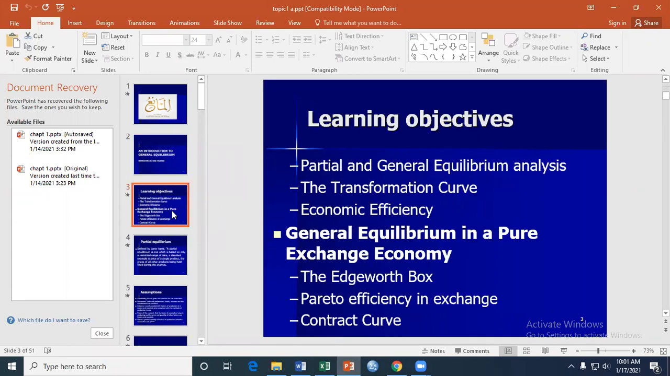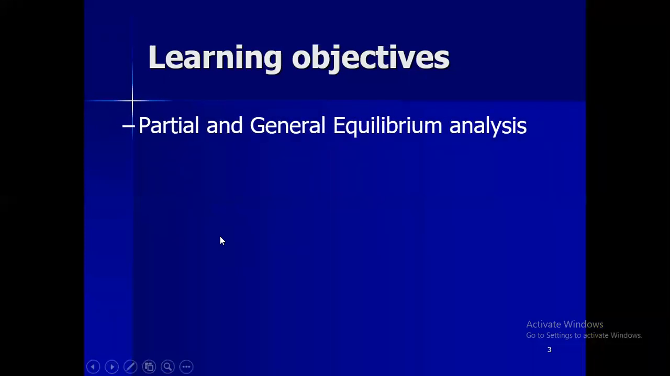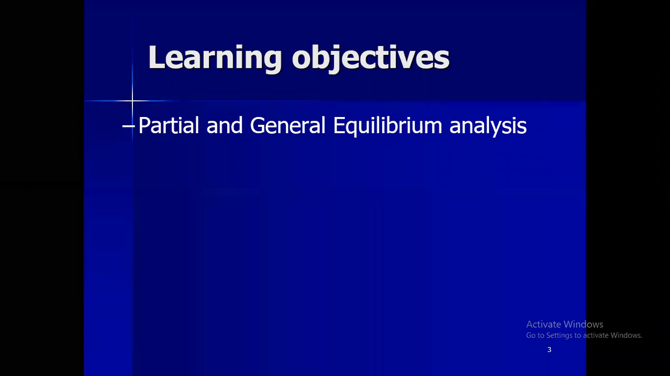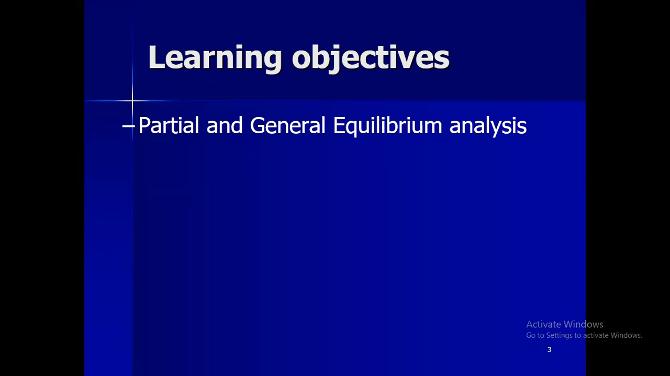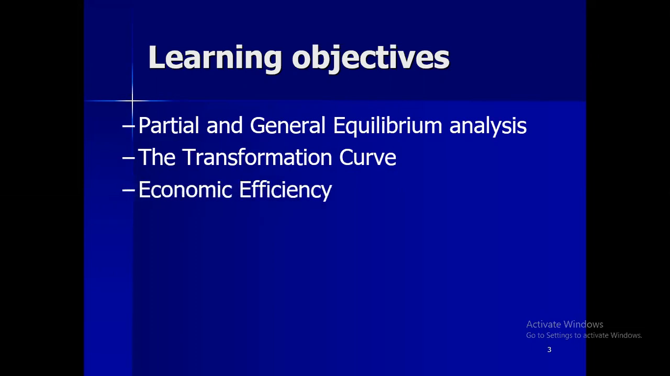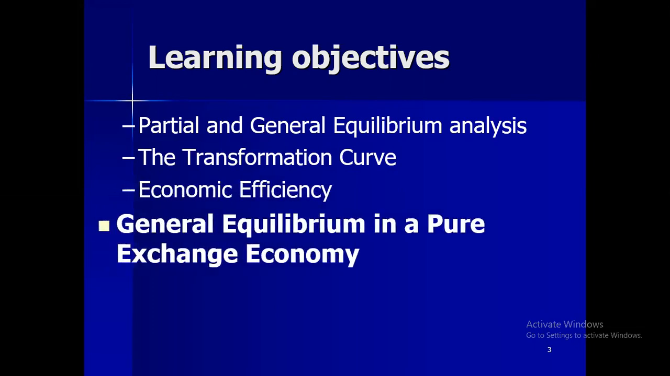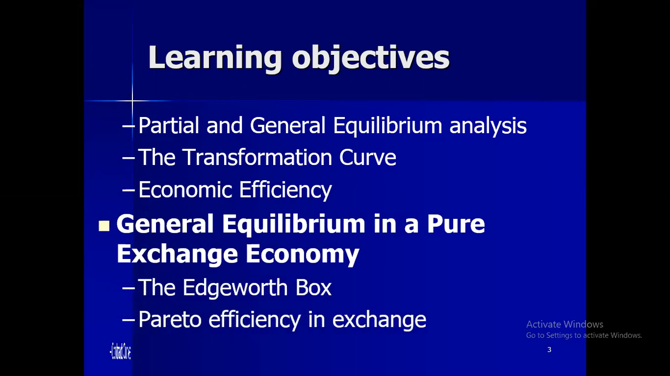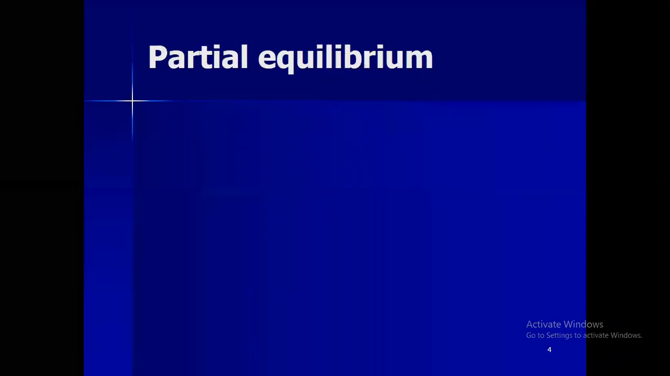The learning objectives are, firstly, to understand the difference between partial and general equilibrium, then the transformation curve, then we will discuss economic efficiency, general equilibrium, pure exchange economy, Edgeworth box, Pareto efficiency and the exchange rate, and the contract curve, right?